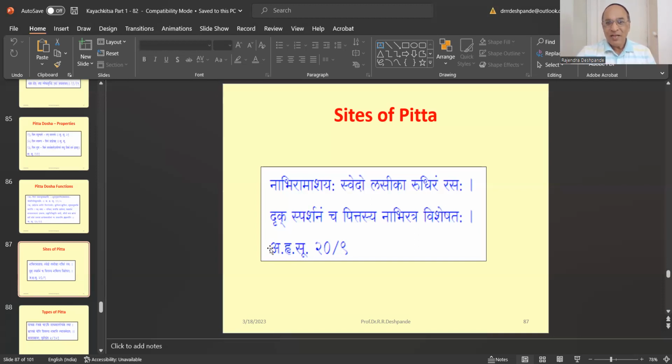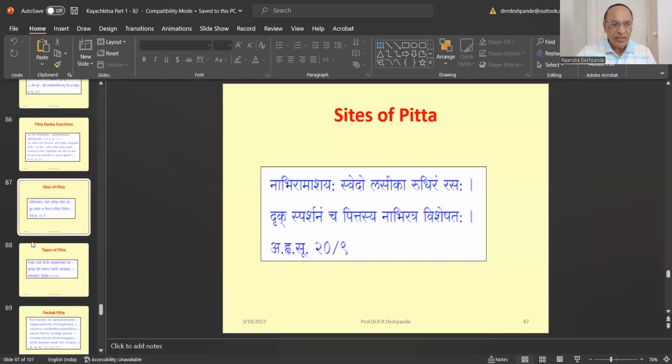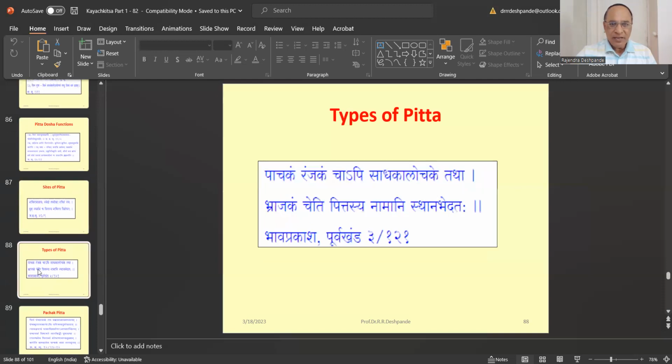Okay, Rudhiram, Rasa, Drik, eyes, Sparshanam, skin is also one of the important sites. Pittasya Nabhis Tatra Vishet. The main site where the Jatharagni, the main metabolism and main digestion, is taking place is the central part of our abdomen. This was slide number 87. I will go further. Now I will click 88.